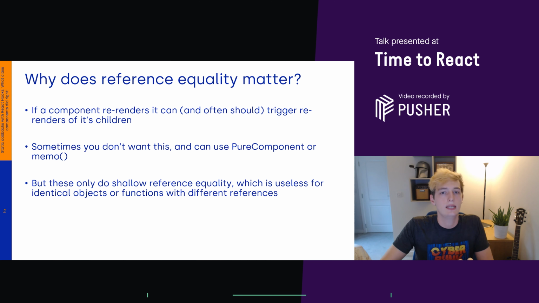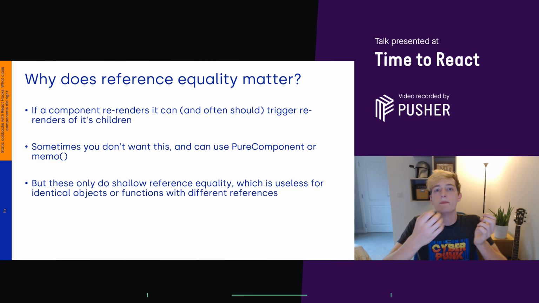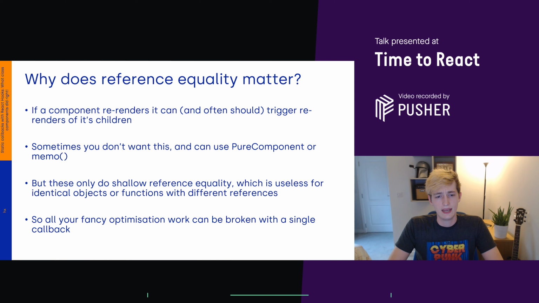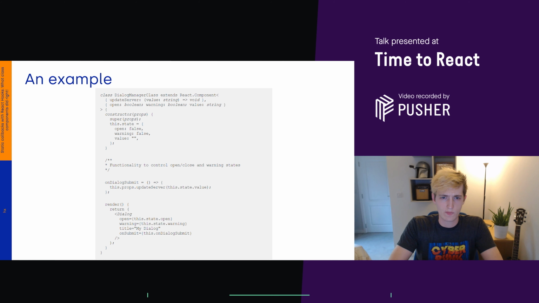It's slightly less useful for identical objects or functions with different references. It means that you have to memoize your object higher up in the tree. But for functions, especially functions without static references, it's basically useless. It doesn't do that optimistic update step, and it can really screw up all your fancy optimization work. So let's take a look at an example.